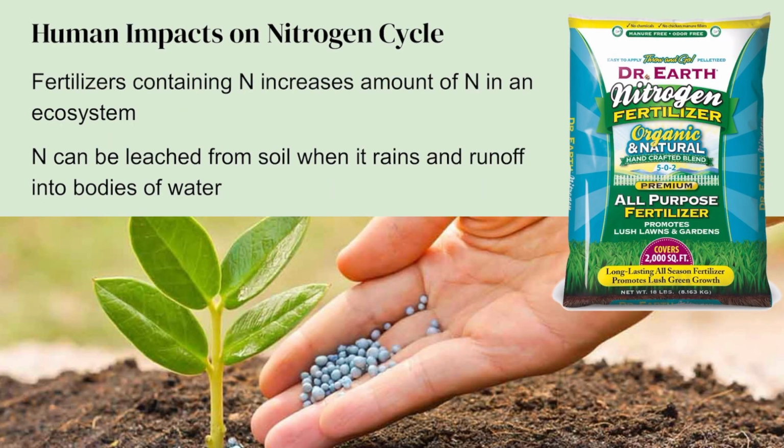Then finally, let's talk about some human impacts on the nitrogen cycle. One big impact is the addition of nitrogen into ecosystems by fertilizers. Farmers will use fertilizers with nitrogen in them in order to support their plants to grow. When it rains, that nitrogen can be leached from the soil. That means it's carried from the soil by rain, runs off, and that runoff can enter bodies of water. We'll talk about this in later units, but when nutrients like nitrogen and phosphorus run into bodies of water, we can get algal blooms, and this can be super harmful to these different ecosystems.